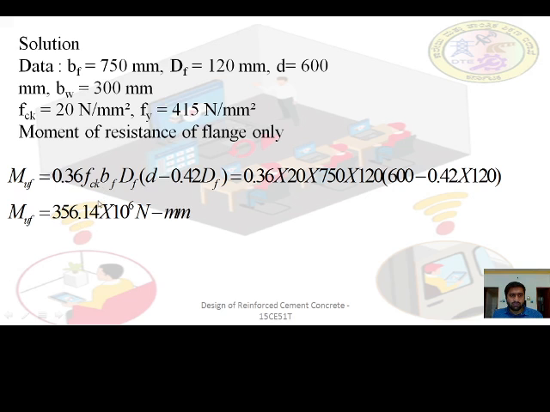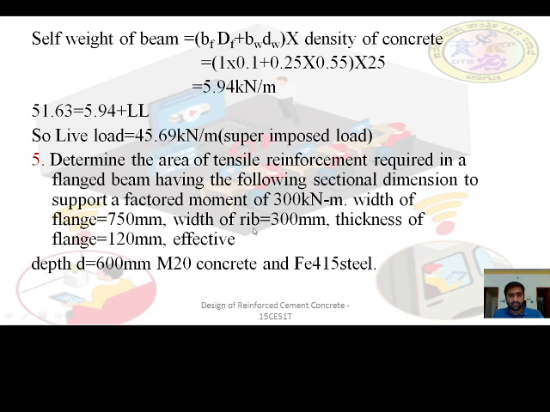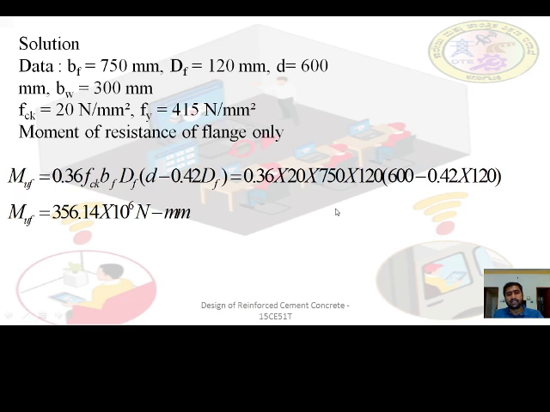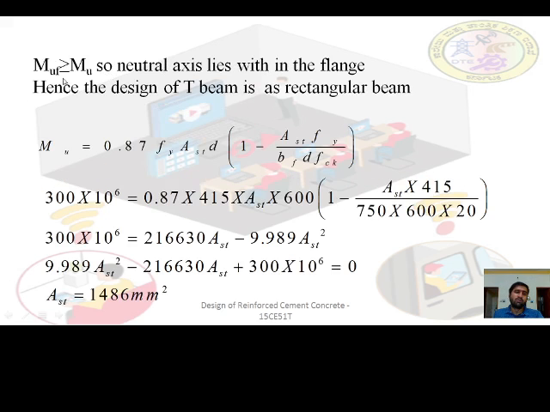So if I compare this moment with the given moment, the factored moment is 300 kilonewton-metre. The moment of resistance of the flange is greater than the resisting moment, that is, the moment actually coming on the beam is lesser than the moment of resistance. So the neutral axis lies within the flange. Hence the design of the T-beam is as a rectangular beam.